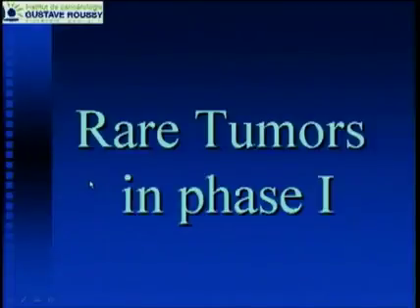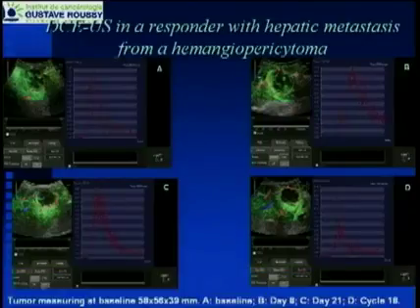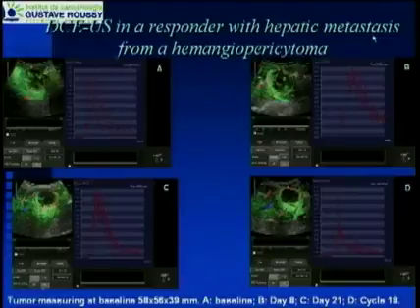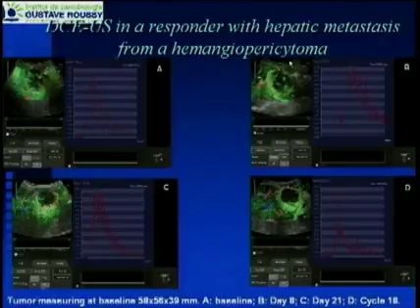So the real tumors. I would like to show you a good responder and a bad responder, and you could check it now. It's very easy to understand if the patient is a responder or non-responder. It was a patient with a very rare tumor, the hepatic metastasis from the hemangiopericytoma. So this is the lesion before 12 months, and after 1 week, and after 3 weeks.